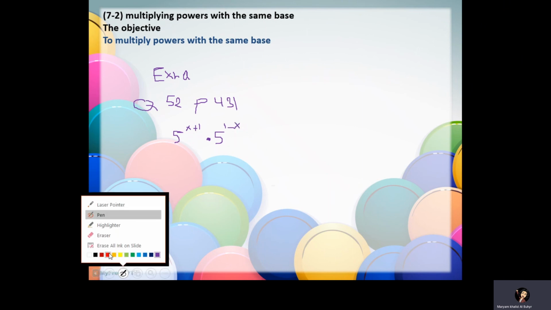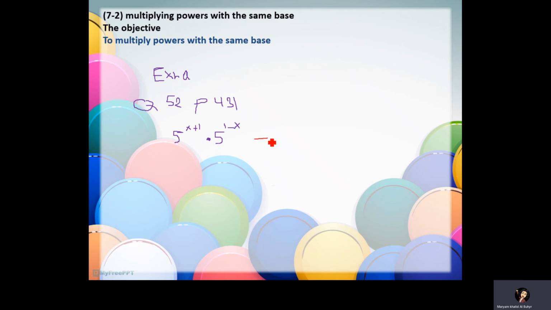No. My students are confident, my students are always excellent. So I have the same base between the multiplication. That means I will add the powers. 5 to the power x plus 1 plus this result, 1 minus x. So this x with the x, this x will be cancelled, right? So that will be 5 to the power 1 plus 1, 2. You know what 5 to the power 2 is, which is 5 times 5, which is 25. That's it.